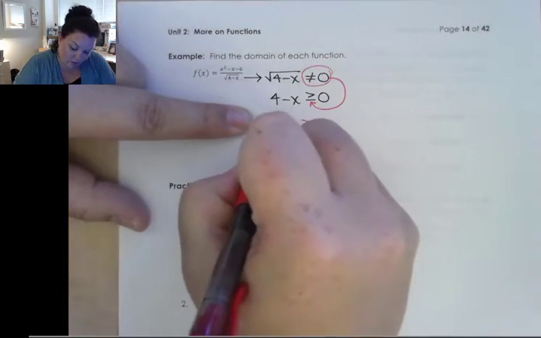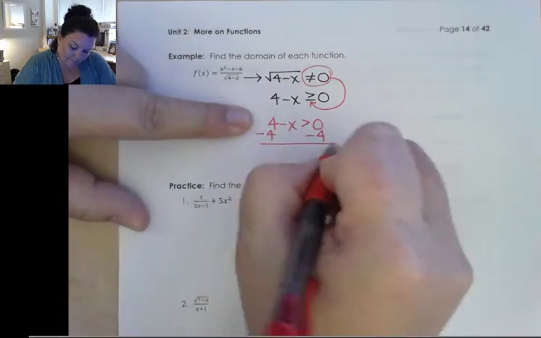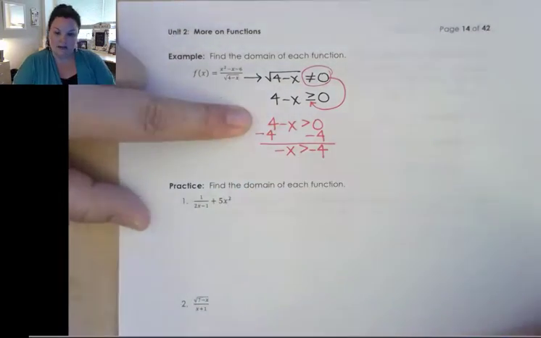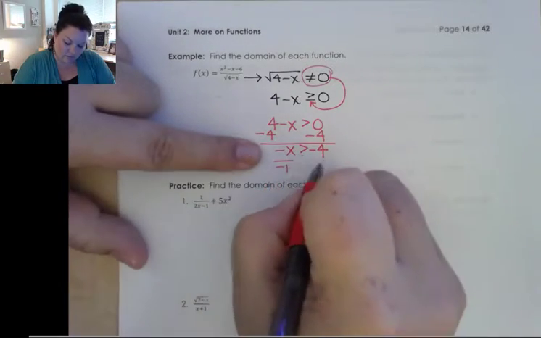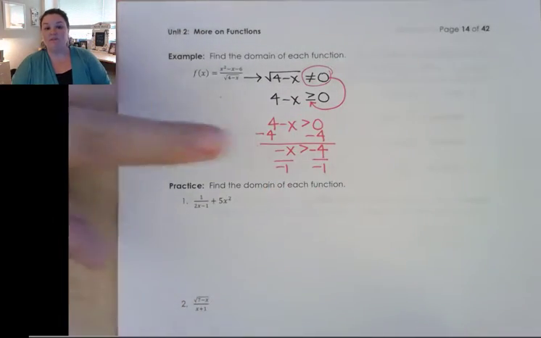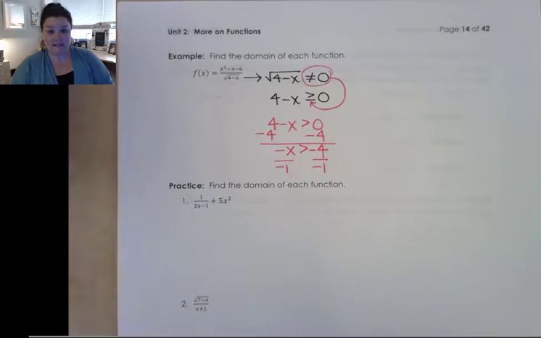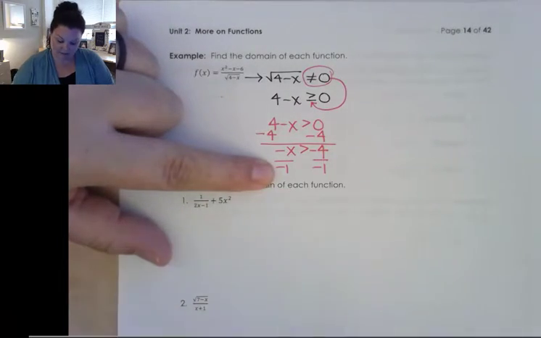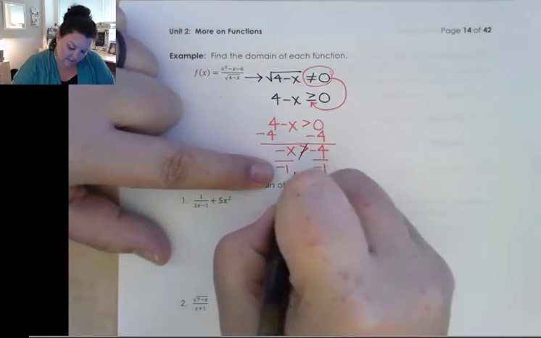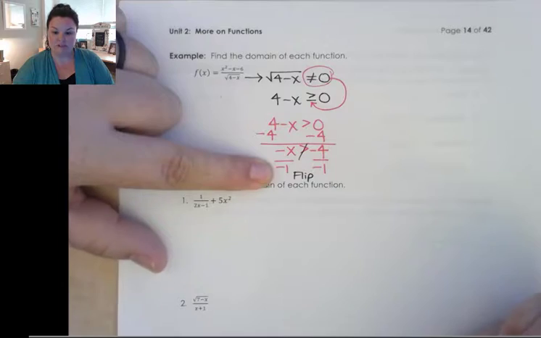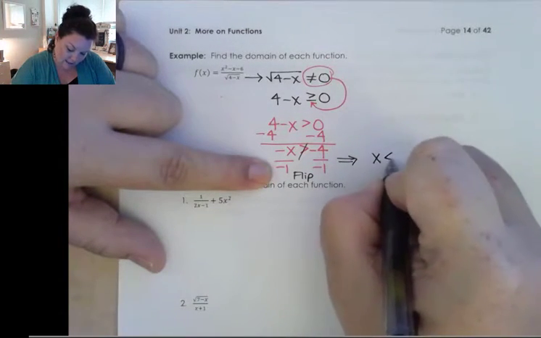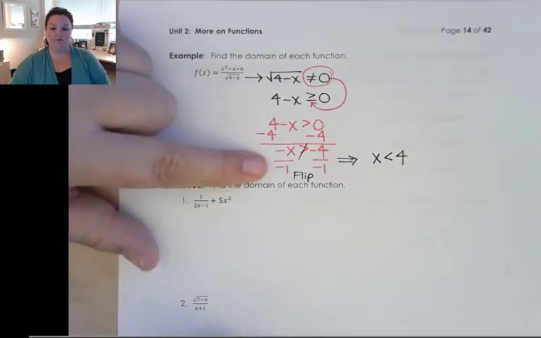I'm going to move my 4 over by subtracting. So I get negative x is greater than negative 4. And then I just need to divide by negative 1. Now if y'all remember, when you divide an inequality sign, right, not an equation, but when dealing with inequalities, when you divide by a negative, it flips the sign, okay, or reverses the symbol. So what we end up with is x is now less than positive 4.